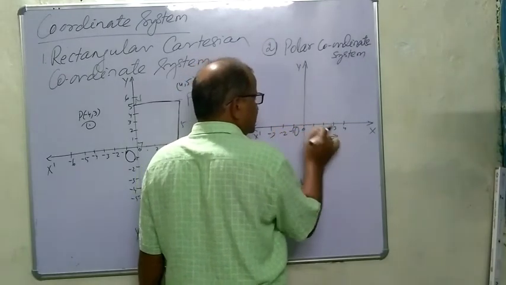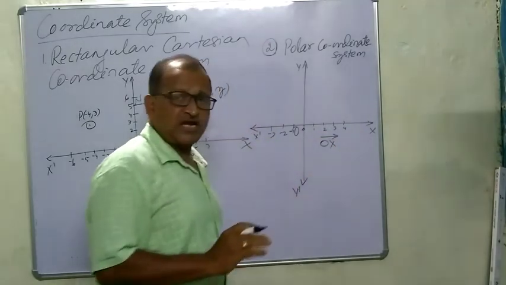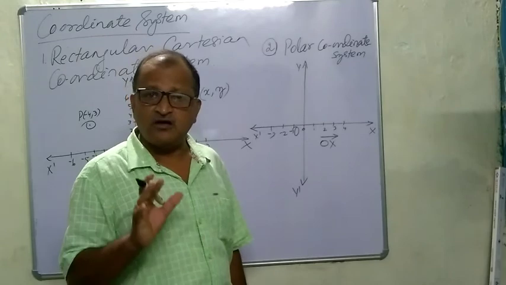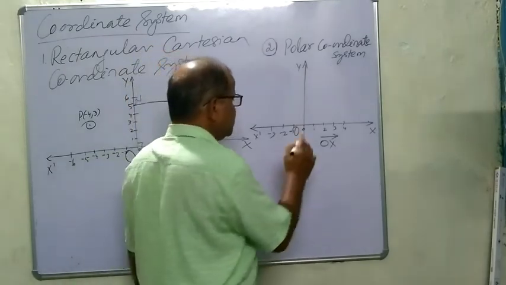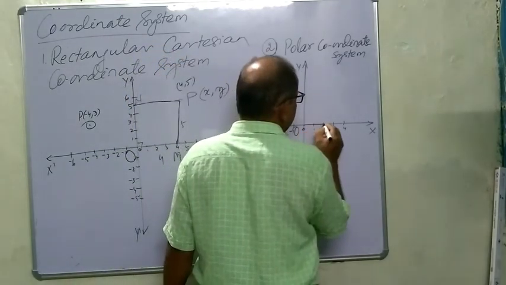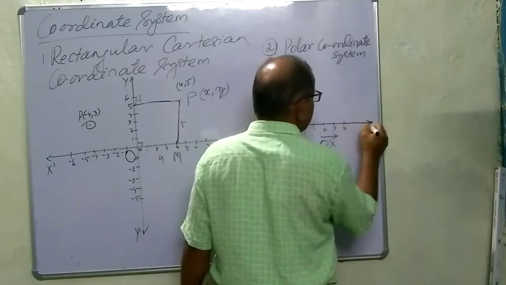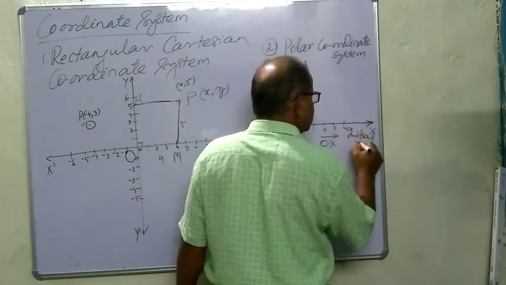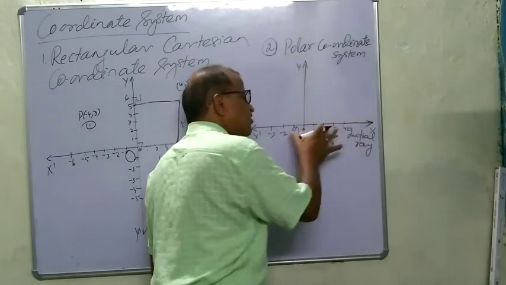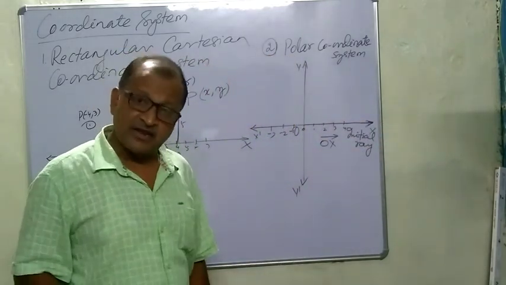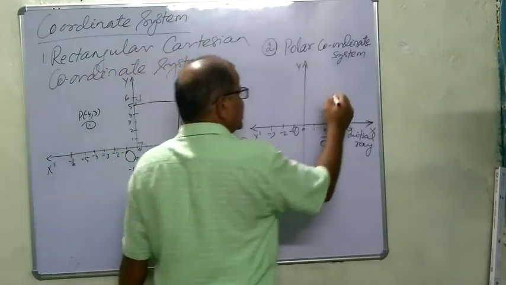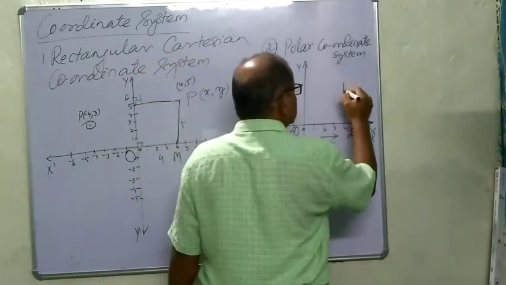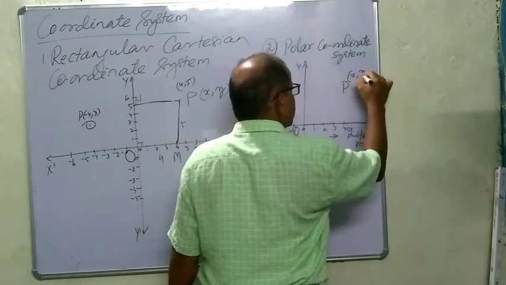So OX is the positive side of this number line, the positive side of the x-axis, the positive ray, and this is taken as the initial ray. It is called the initial ray. Suppose our point is here, whose Cartesian coordinates are x, y.